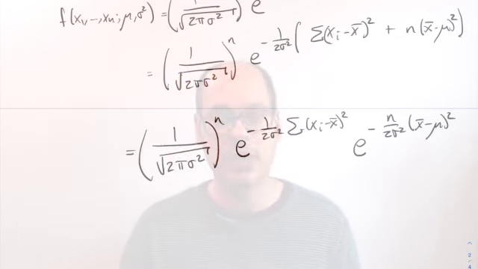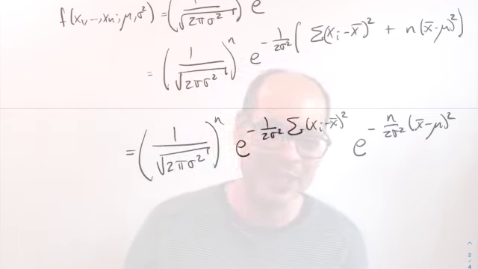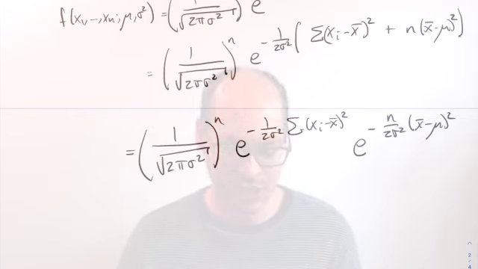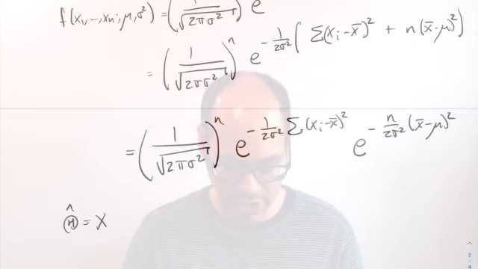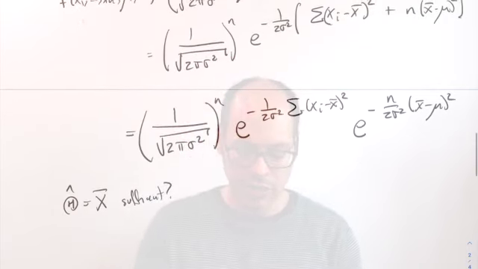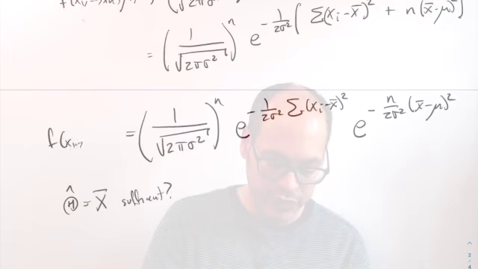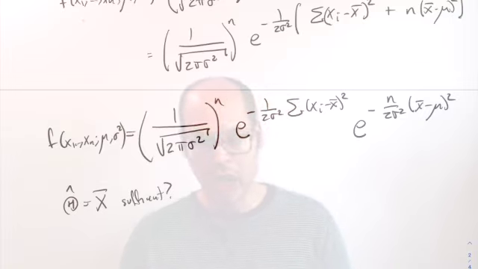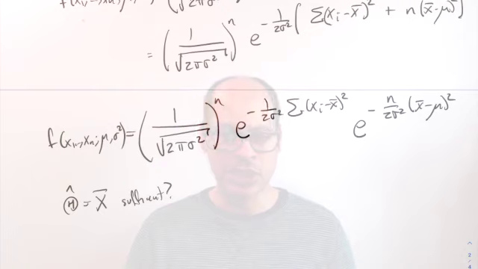Now let's see what it means that the estimator mu hat equals x bar is sufficient. It will be sufficient, but let's see why. What we want to know is, if we take this distribution given by this function we just wrote down, of x1 to xn given mu and sigma squared, and we look at the conditional distribution.